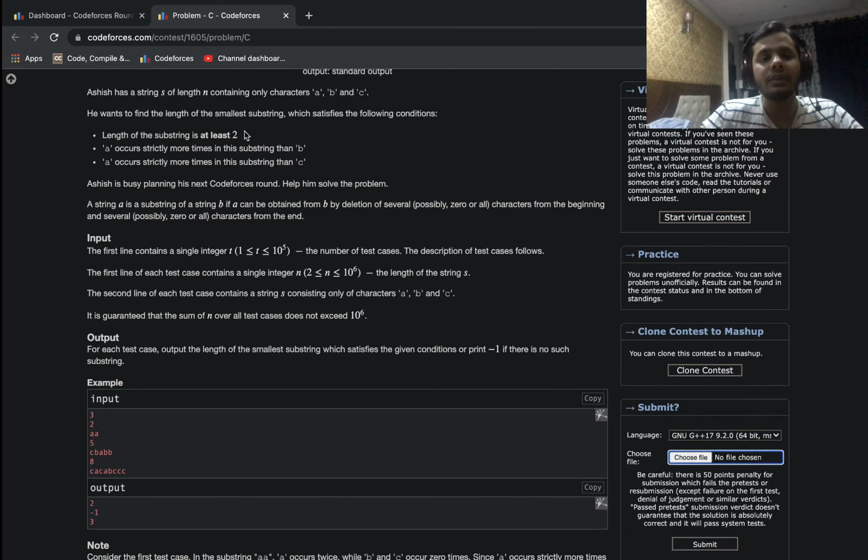And obviously this first condition is there because if there is an A, then that would obviously be the answer. So to avoid that, they have given the condition that the length of the substring should be at least 2. Right, so let's try to make some observations as always and try to solve this problem.